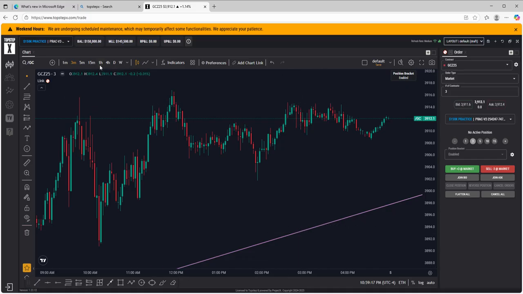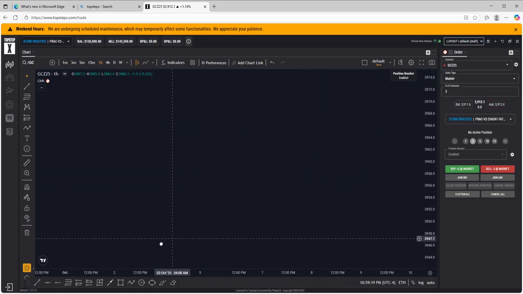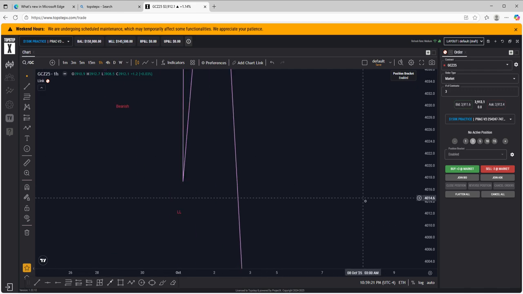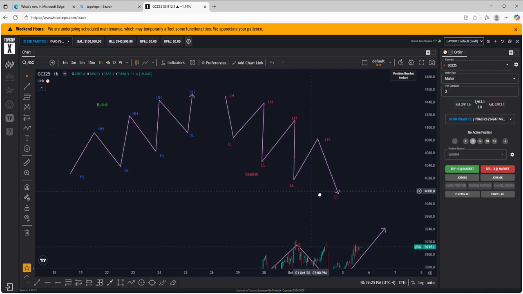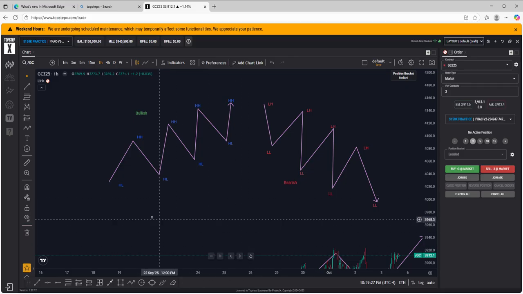Now let's go back into these breaking structures real quick so I can get you guys to understand how to trade efficiently. So again, if we understand the concept of buy low and sell high.